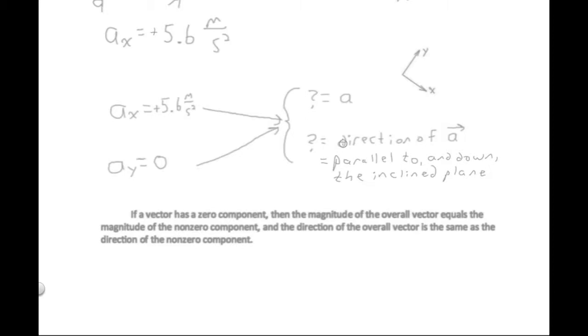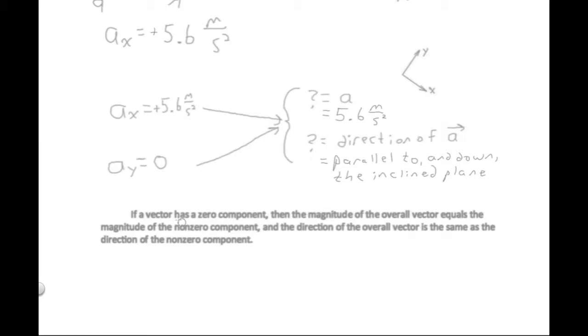Notice that we don't say over here that this direction is positive. We use positive and negative to describe the components. But here we'll use words in this case to describe the direction of the overall vector. And again, because this component is 0, the magnitude of the overall vector is the same as the magnitude of the x component, which is our 5.6 meters per second squared. Magnitudes are never negative, so there's no need to emphasize that this magnitude is positive, so there's no need to put a plus sign in here.